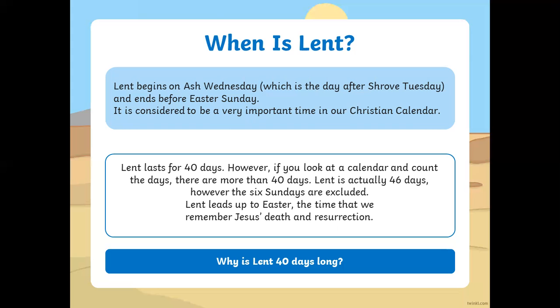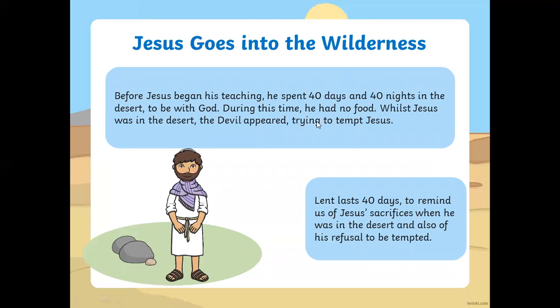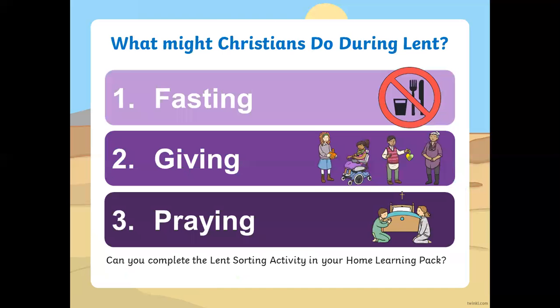So why is Lent 40 days long, excluding the Sundays? Before Jesus began his teaching, he spent 40 days and 40 nights in the desert, sometimes known as the wilderness, to be with God. During this time, he had no food at all. And whilst Jesus was in the desert, the devil appeared, trying to tempt Jesus. Lent lasts 40 days to remind us of Jesus' sacrifices over these 40 days when he was in the desert, and also of his refusal to be tempted.